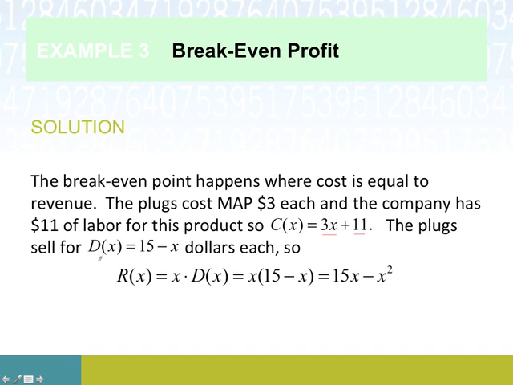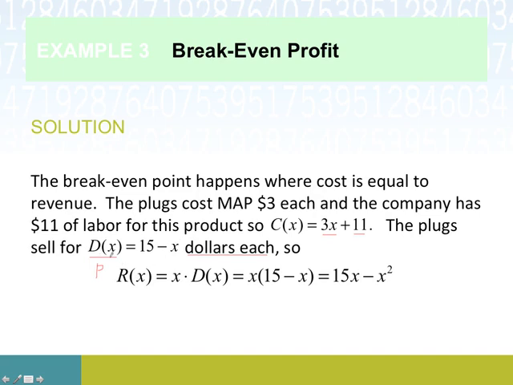Now, this demand function, and this is one of the kind of flips that we have to do, this demand function is actually a price. It's describing the unit price for each of these plugs, and it depends on how many you could think he wants to sell, for instance. So x is the number of plugs that's being sold here. So the more he wants to sell, the lower his price has to be.